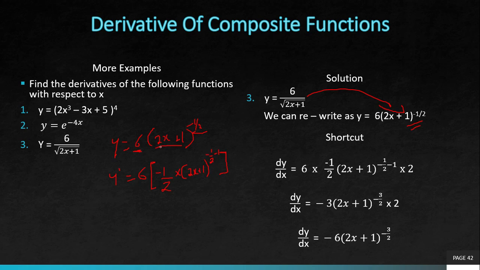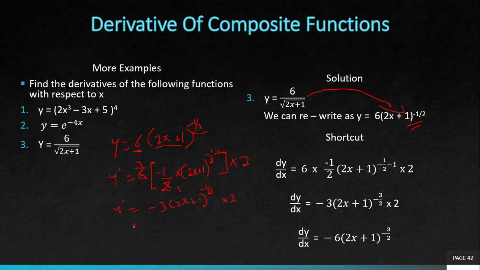Then we go to the innermost function, which is 2x plus 1. If we differentiate 2x plus 1, what do we get? We get 2. Now 6 multiplies this bracket with the 2, and 2 into 6 gives us 3, right? So we have our y prime equal to 3. 3 times minus 1 over 2 gives us minus 3. Then our function 2x plus 1, everything raised to the power of minus 1 over 2 minus 1, times 2.